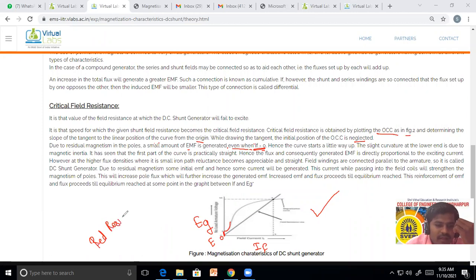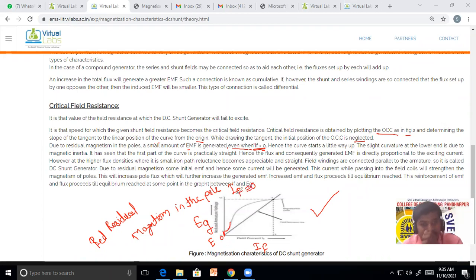Residual magnetism is present in the pole, so there is some induced EMF. Even if the field current is 0, some induced EMF is present. That is, if IF equals 0, there is some induced EMF. Hence the curve starts from a little way up. That means the curve cannot start from the origin, it will start from the upward side.